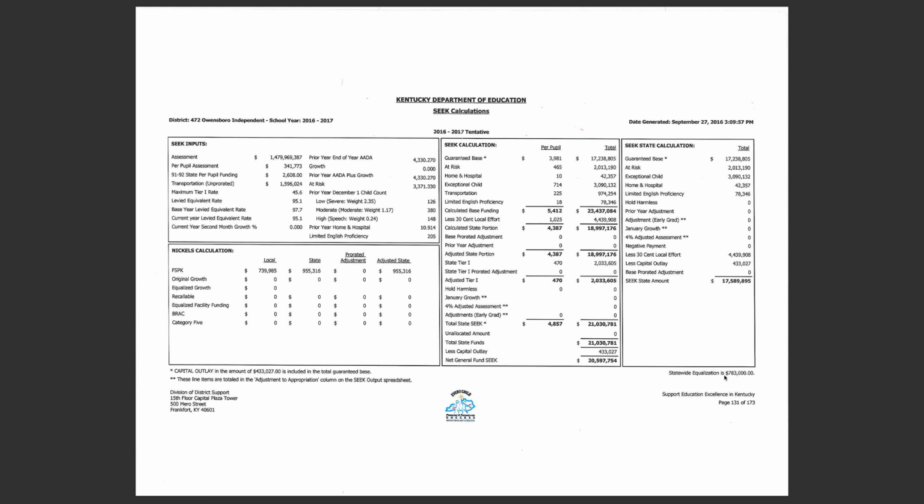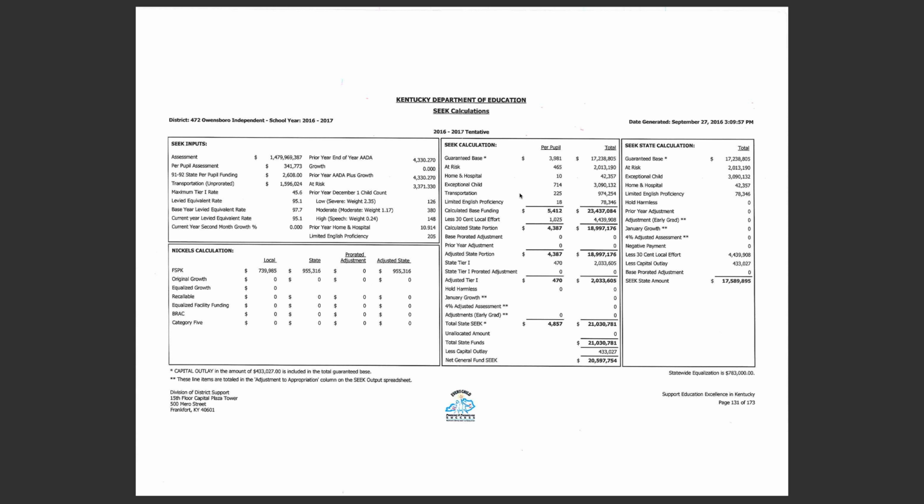And that's part of the equity piece that came with the passage of the Education Reform Act in 1990 and created this SEEK funding formula. Okay, so there's a lot of other numbers here. We're not going to focus on those. So you really focus on how that adjusted Tier 1 is added on.